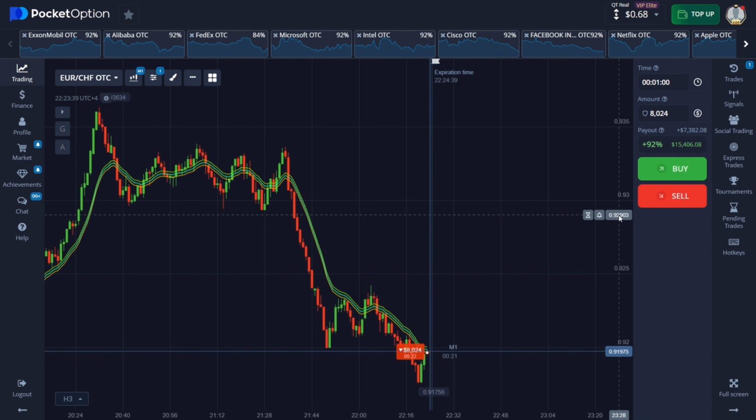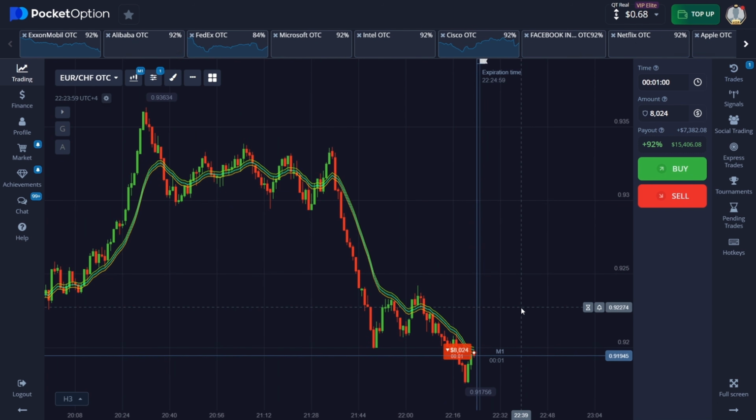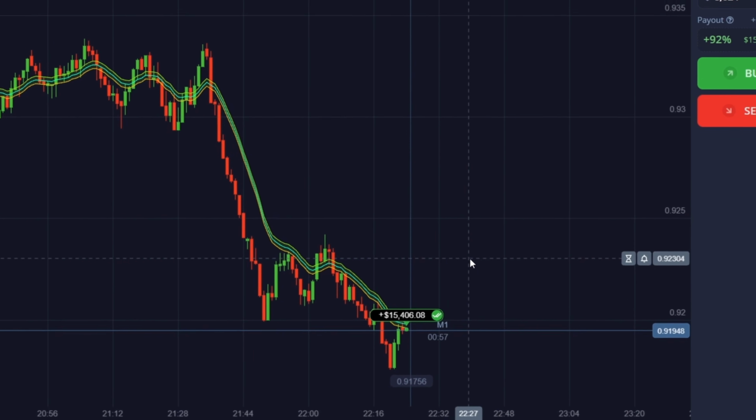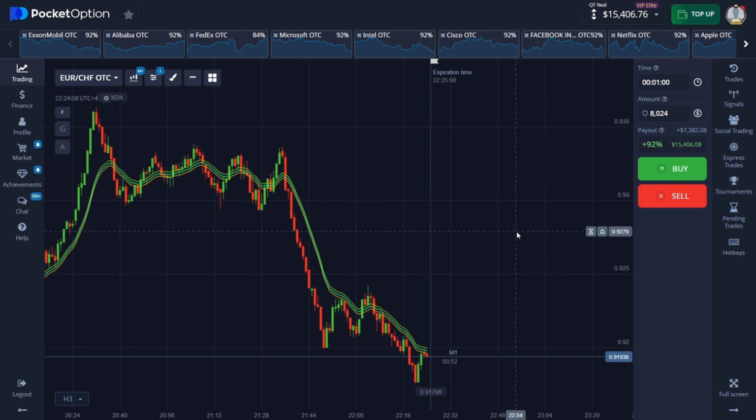The trade wasn't going in our favor at first, but it came back, and now the trade was moving in our favor. With only 15 seconds left, the trade continued in our favor. And we won another trade. My balance turned into $15,406. We made a great profit with the help of the envelopes indicator.